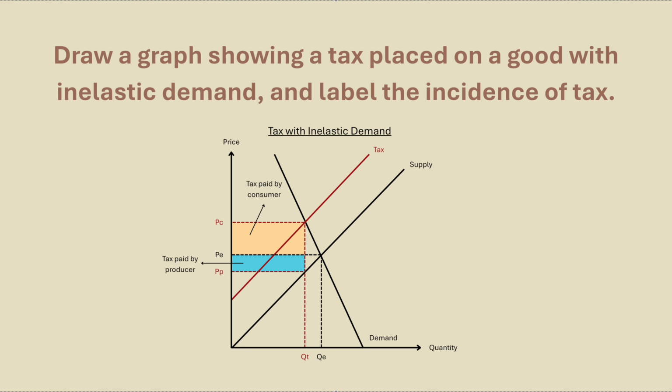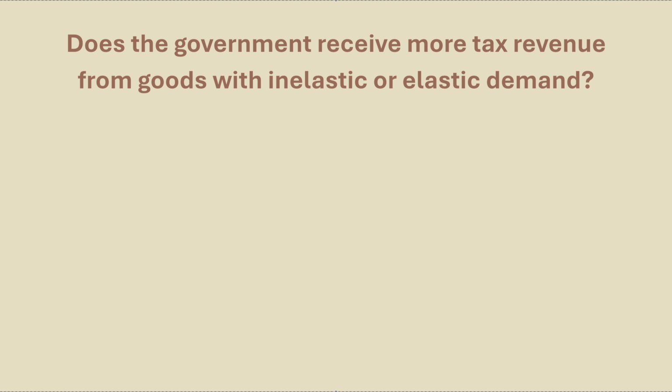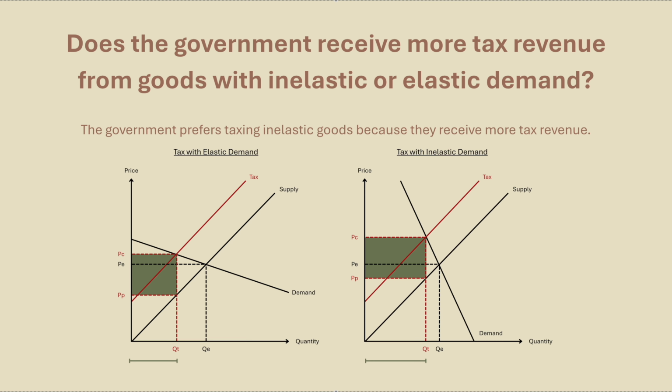Does the government receive more tax revenue from goods with inelastic or elastic demand? The government prefers taxing inelastic goods because they receive more tax revenue. You can see that when we compare the two graphs, the tax revenue is larger for the inelastic good than it is for the elastic good.